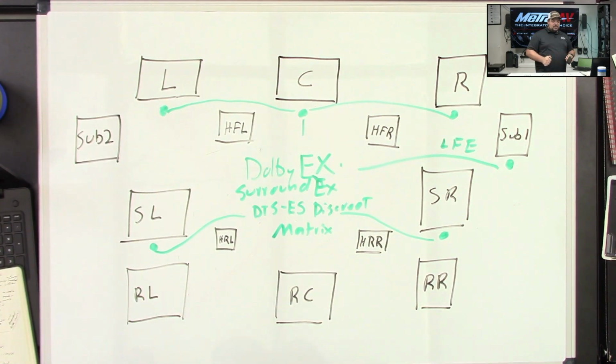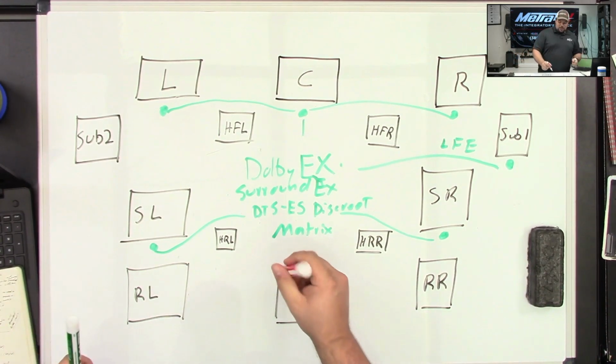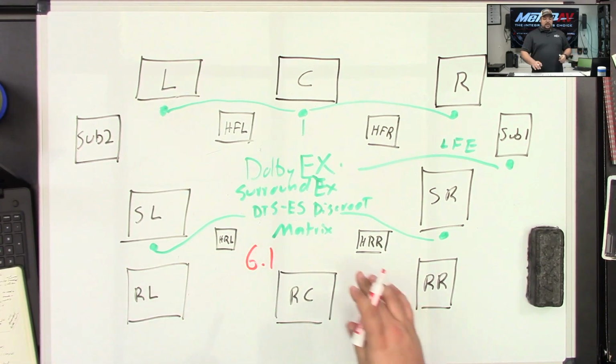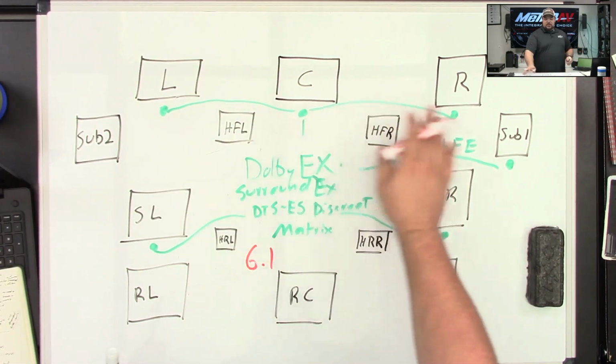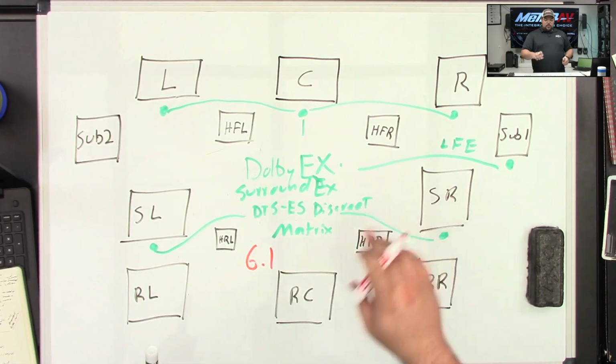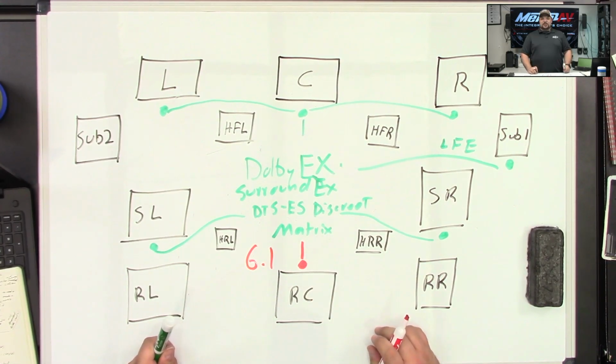With Dolby EX and the Surround EX, you actually wound up with a total of 6.1 channels. So not only did we have our front stage left, center, right, but we also had our surround left and our surround right. But we also, with 6.1, included a rear center.